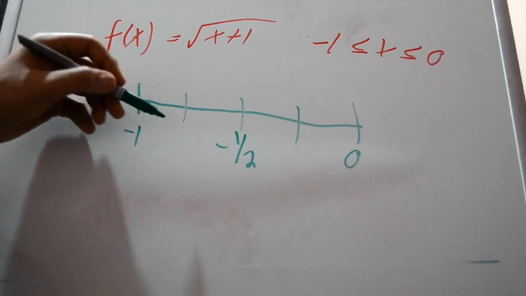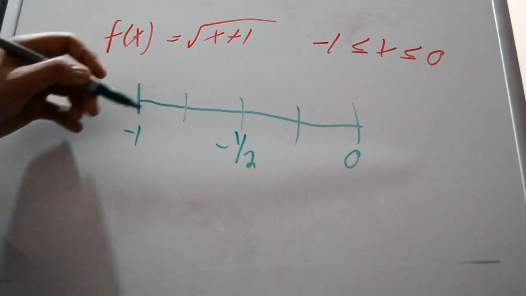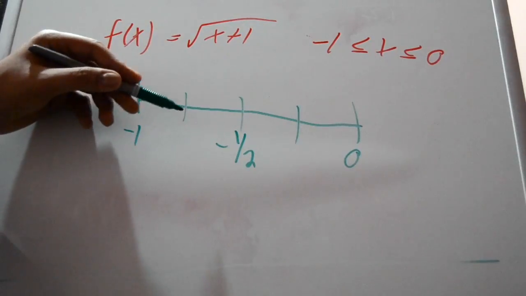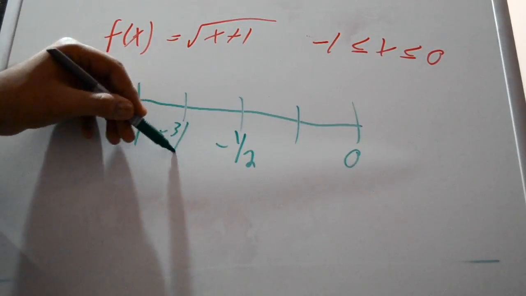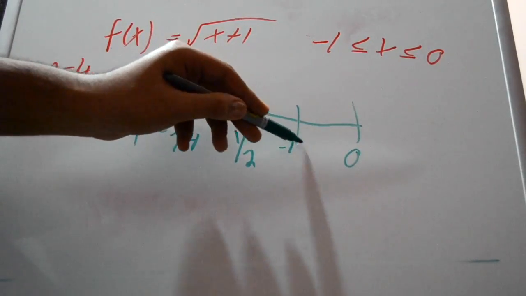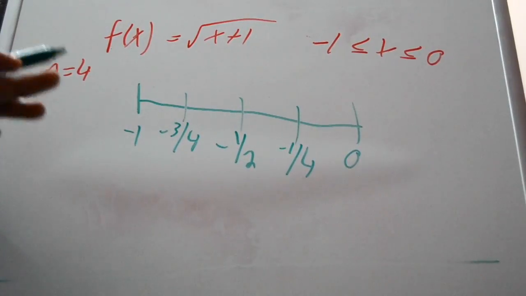We're going to draw another number on another interval there. So we go from negative 1, find the midpoint between that and negative half, and we get negative 3/4. We get negative 1/4 here. So these are our intervals.